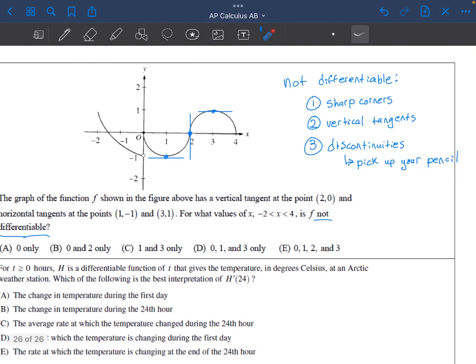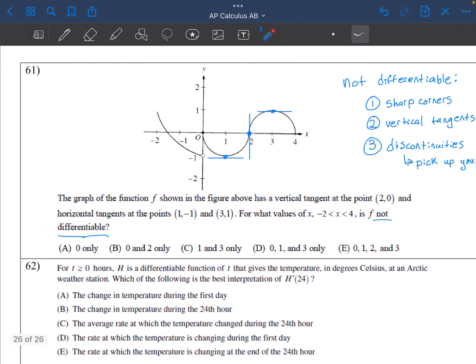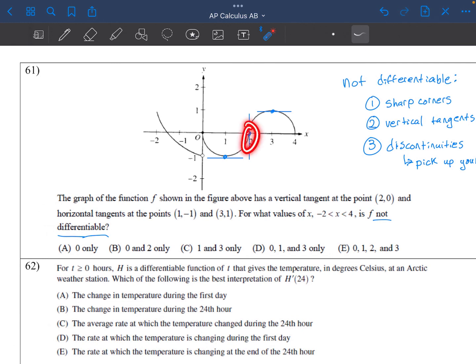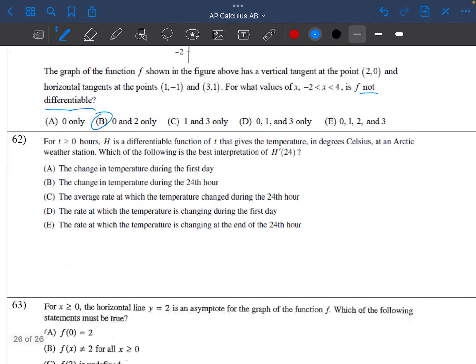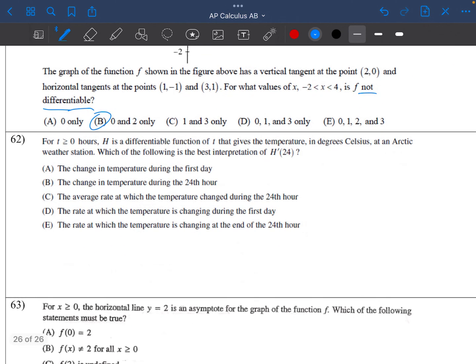So 0 and 3, which is, oh, why did I say 0 and 3? 0 and 2. I don't know why I circled 3. That's the vertical tangent, Mr. Sindel. So 0 and 2. Correct answer B. Number 62. Oh man, this is an interpretation question. I'm not the best at these.